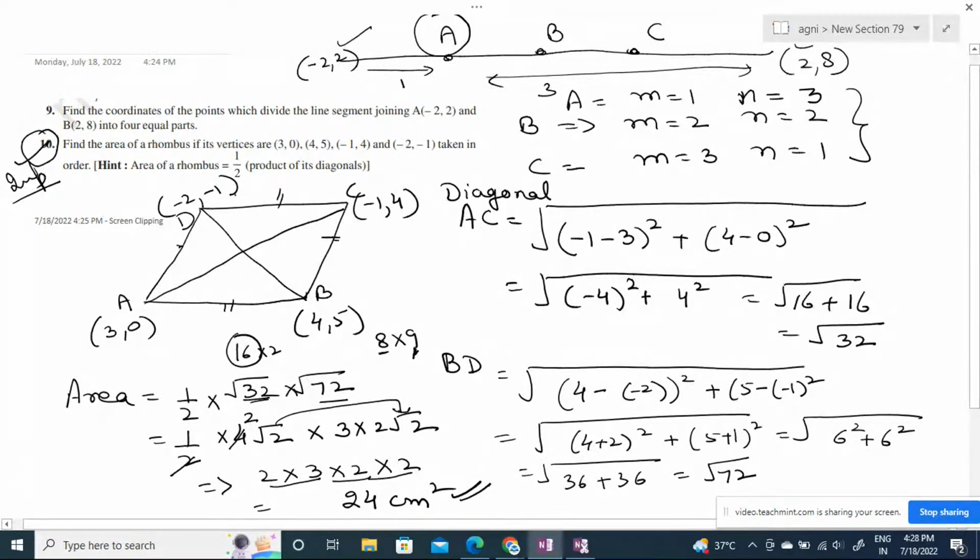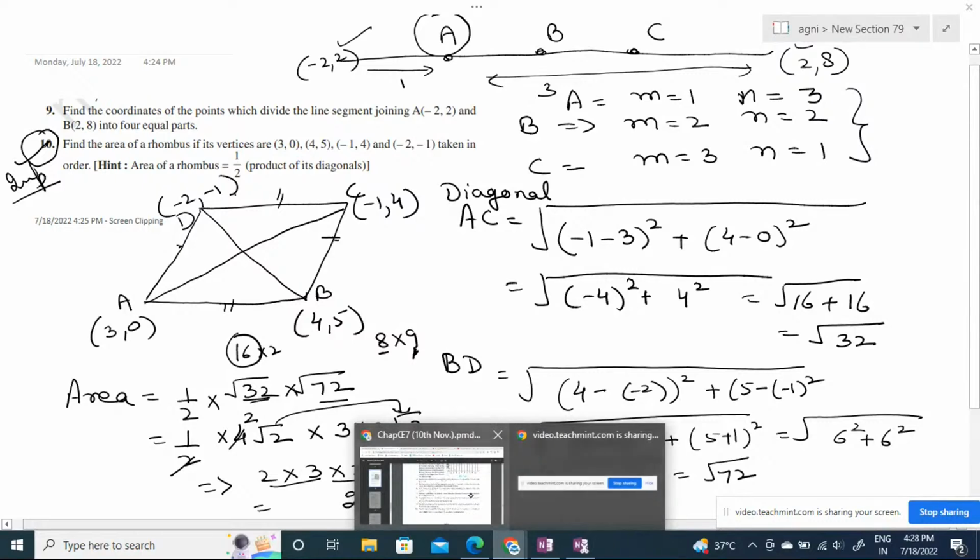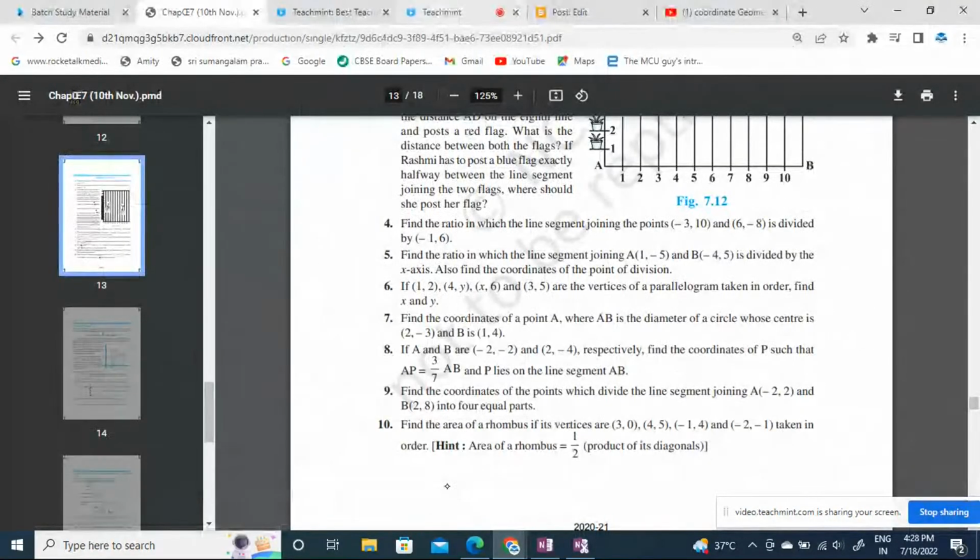Now the whole exercise is completed. We meet next time. The area of the triangle is also completed. The whole chapter of coordinate geometry is completed.